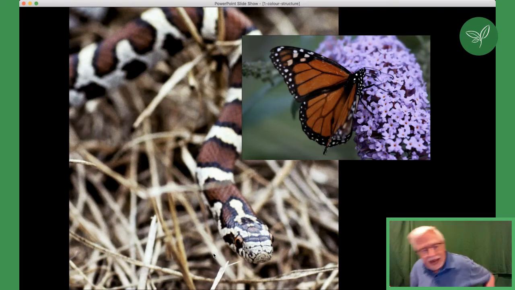I don't know. And then some snakes, like this milk snake, mimic more poisonous snakes. So they're bright colors. Although this snake is not dangerous or venomous, it looks dangerous and venomous, and that may be enough to save it from being bothered by other predators or people.